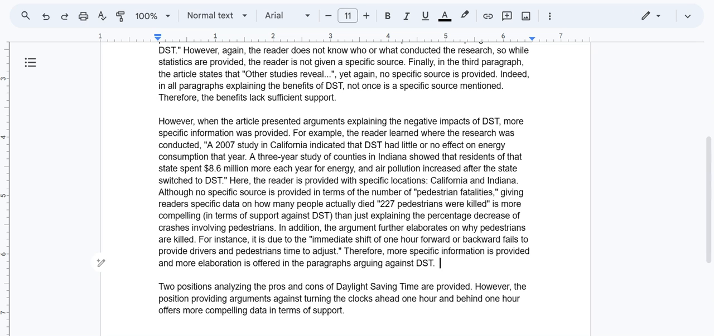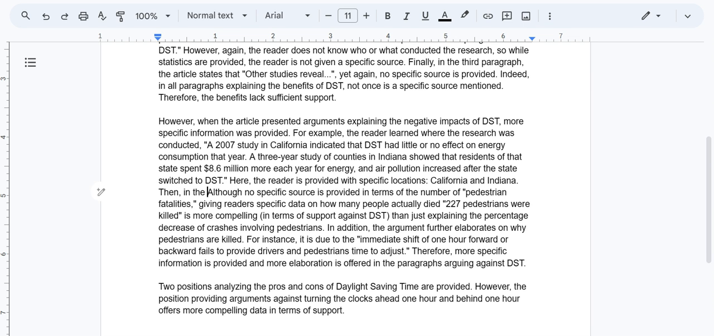Okay, there's a little bit of a rough transition here between this and this one. So I need a transition sentence right here, right, writers? So I'm going to go ahead and add that, not there, but between this sentence and this part right here. Here, the reader is provided with specific locations, California and Indiana.